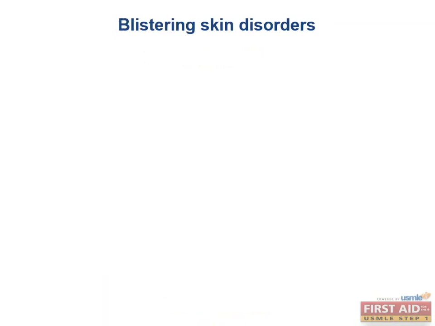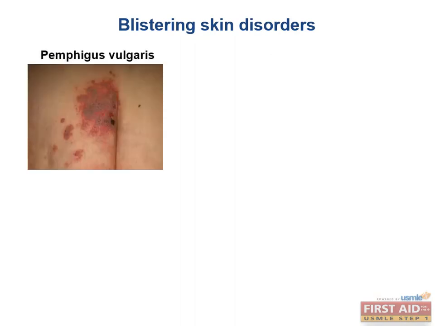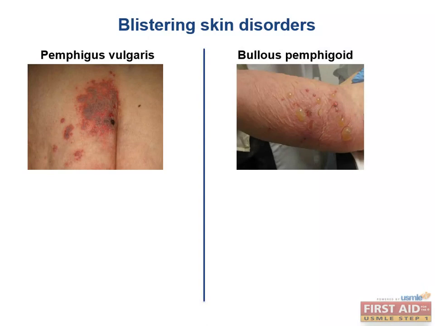Alright, now let's go over the information on blistering skin disorders. The first two we've actually already talked about to some degree when we were discussing the desmosome and the hemidesmosome. IgG antibodies against the desmosome gives which disease? Pemphigus vulgaris. You'll need to be able to distinguish Pemphigus vulgaris from Bullous Pemphigoid.